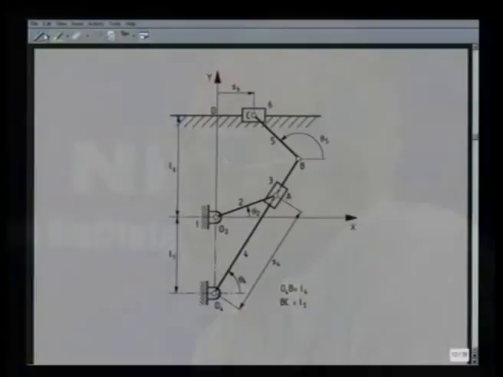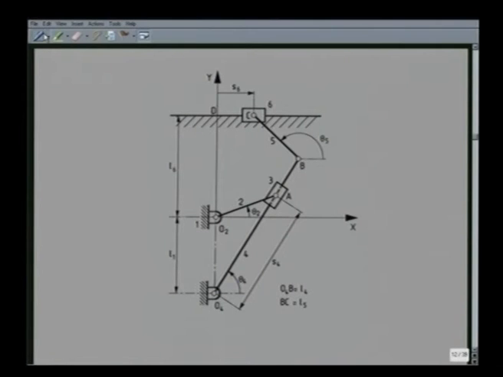Just now we have seen how to do the displacement analysis by analytical method for a very simple mechanism, that is a 4R linkage, which consists of only a single loop. Now, let me show how we can use the kinematic analysis, the same analytical method, for a little more complicated mechanism like the slotted lever quick return mechanism, which we did last time by graphical method.